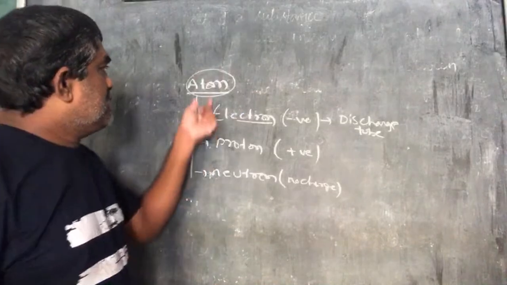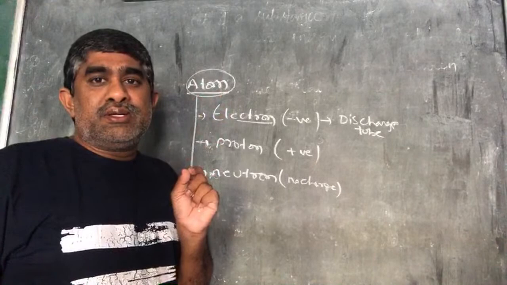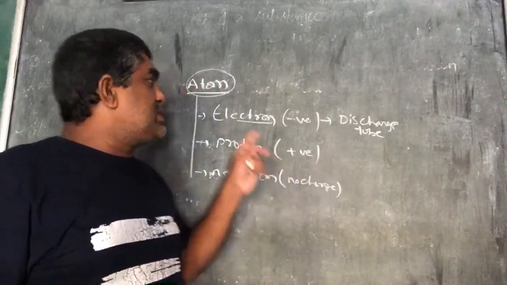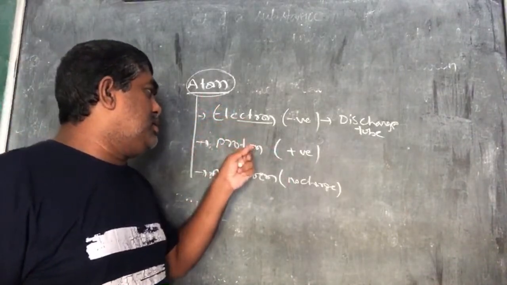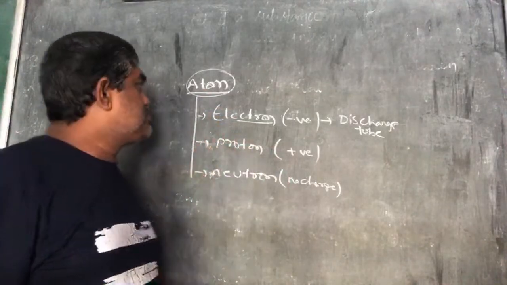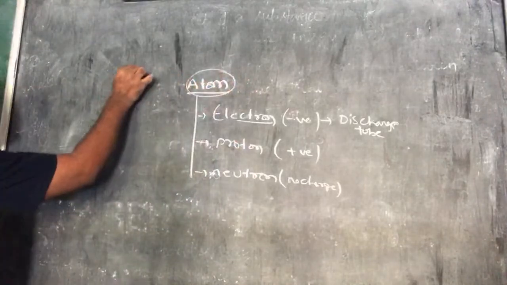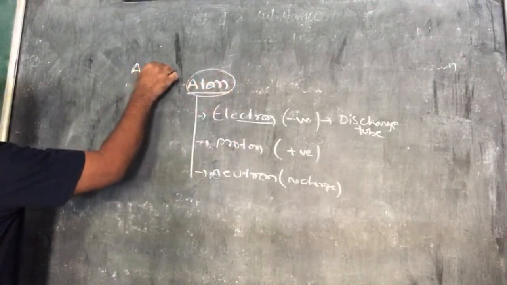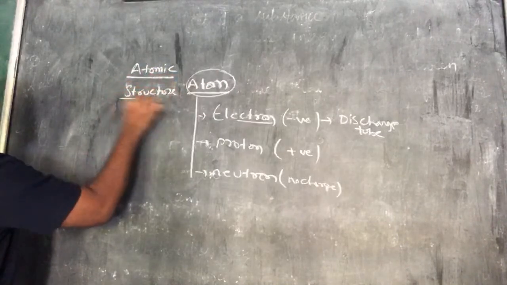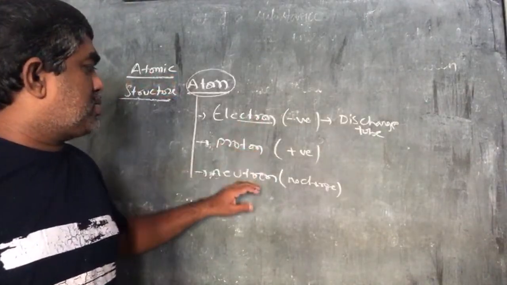What are the subatomic particles in an atom? Electron, proton, neutron. So this is clear. Now we have to discuss atomic structure. These are the 3 subatomic particles: electron, proton, neutron.